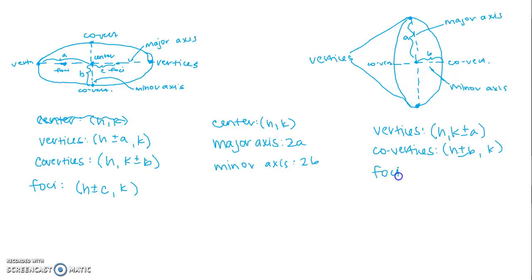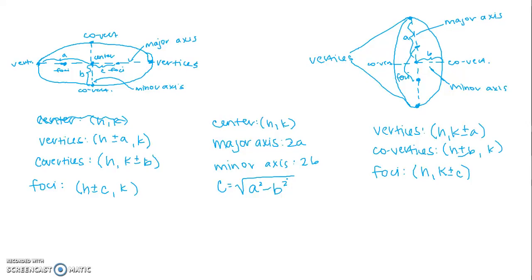My foci will match up on that major axis again, closer to the center, but that distance is still going to be C. So you're going to keep your X the same with the H there, and then K plus or minus C for this. And C, no matter which way it's going, vertical or horizontal, for an ellipse is going to be the square root of A squared minus B squared.